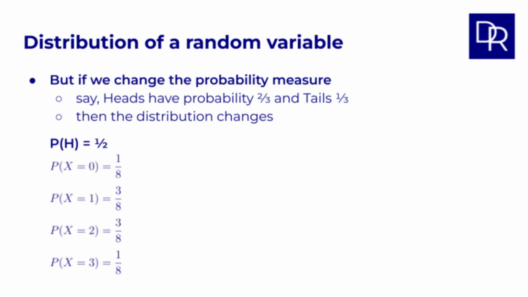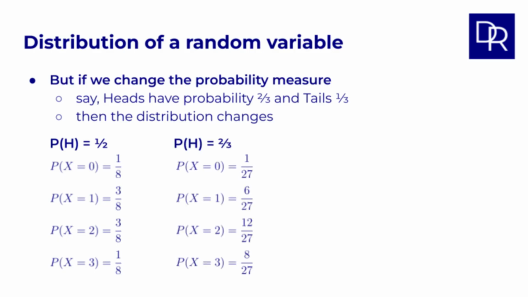On the left, we see the distribution when the probability of heads equals a half, which is what we have seen before. On the right is the distribution for X when the probability of heads is instead 2/3. For example, the probability that X equals 0, so when the number of heads is 0, which is when we have only tails, is 1 over 3 cubed, so 1 out of 27. And in the same way, we can calculate other probabilities under this different measure.